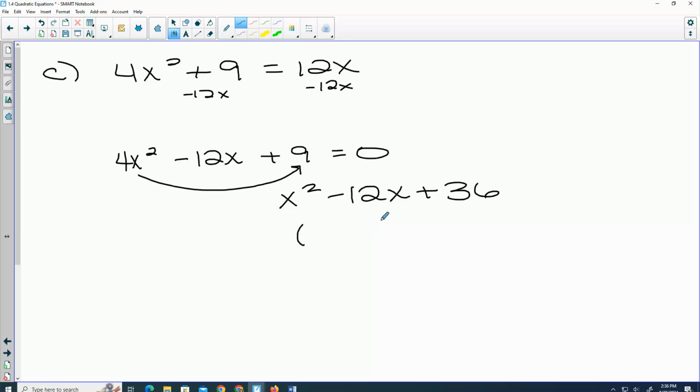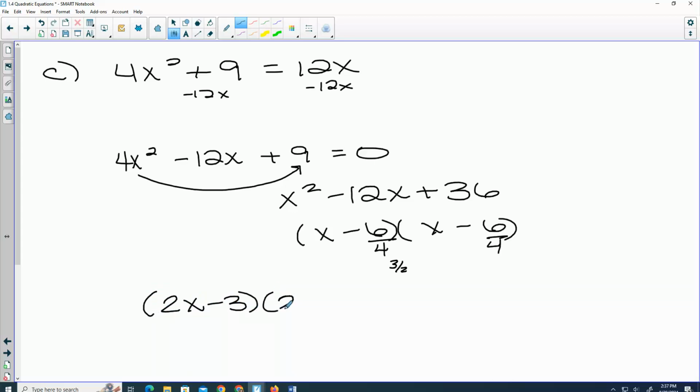Then we need to know what two numbers multiply to positive 36 and add to negative 12. Okay. Are we done? Then we start out multiplying by 4, so we divide by 4. 6 over 4 reduces to 3 over 2, so you slide the 2 back in front. So you get 2x minus 3 times 2x minus 3. This is equal to 0.